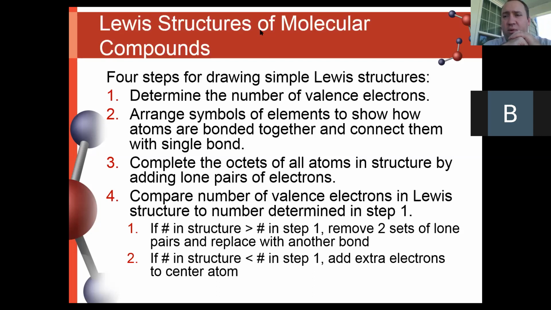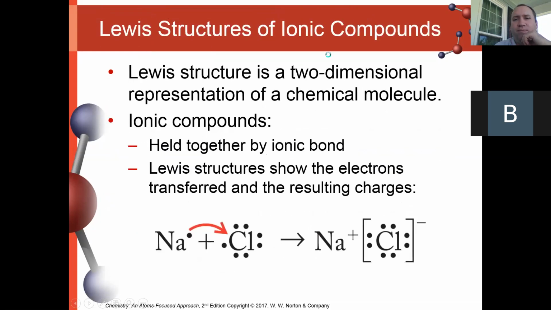From that center atom, we're going to draw a simple structure. The simple structure is where we draw everything with a single bond, and we just take it from there. So we draw single bonds to everybody. We make sure that everybody gets an octet. So we add lone pairs to all of the atoms in the structure until we get to that octet for everybody. And then we do a comparison. And that's what step four here is, the comparison. We compare the number of electrons in our simple structure to the number of electrons that we were supposed to have way back here.